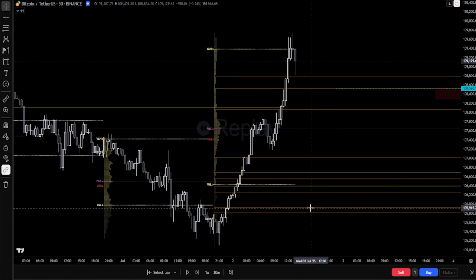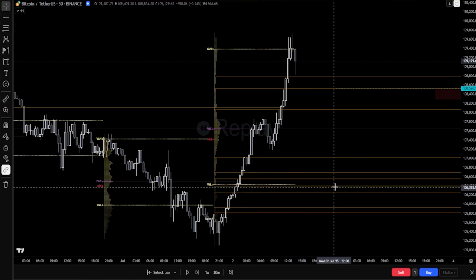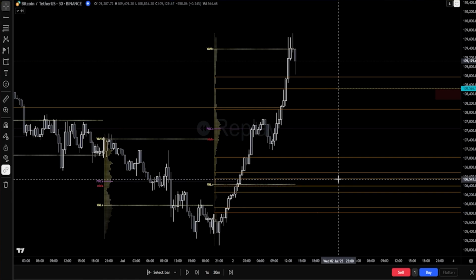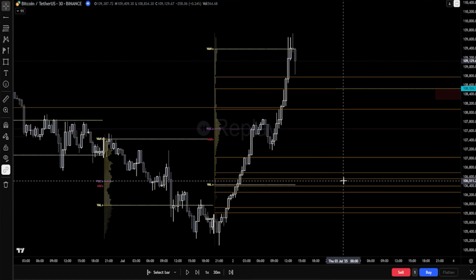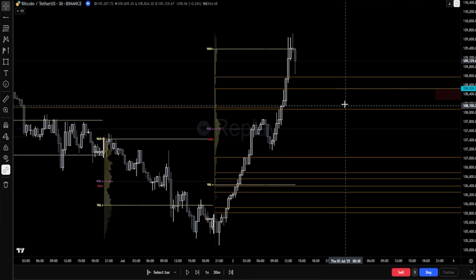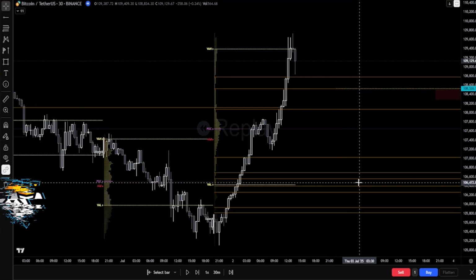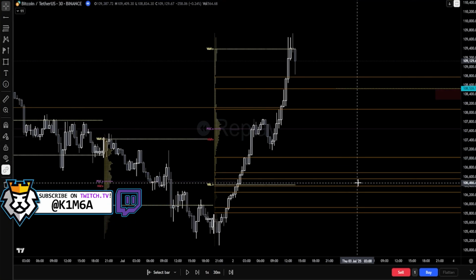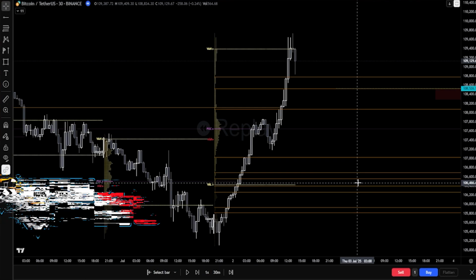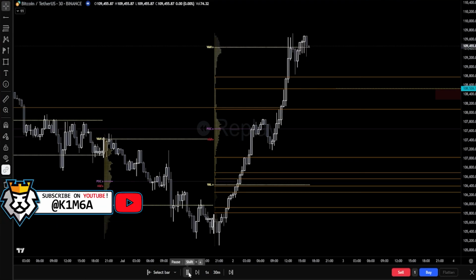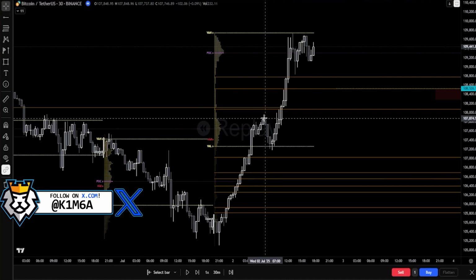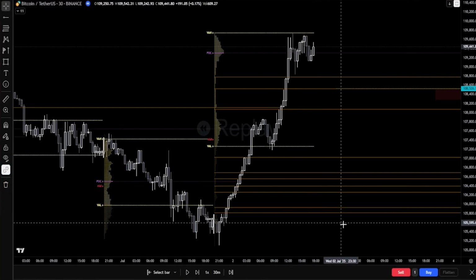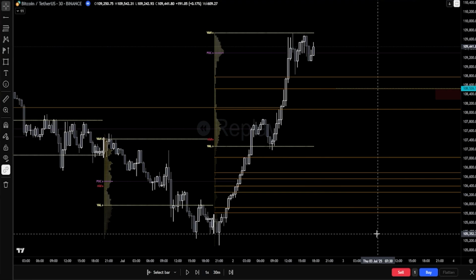Each one of these orange lines is auto-marked for our single prints that formed in that session. Price never traded back to those areas. So 1, 2, 3, 4, 5, 6, 7, 8, 9, 10 at that point. And there was actually one more if you had $5 rows. That was a really, really aggressive day. Did anybody get run over trying to short that, or maybe this? Yeah, that's a tough one.